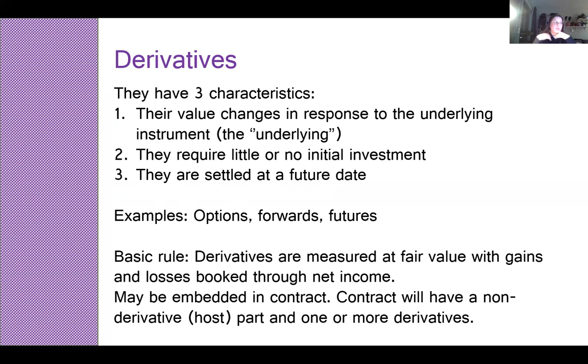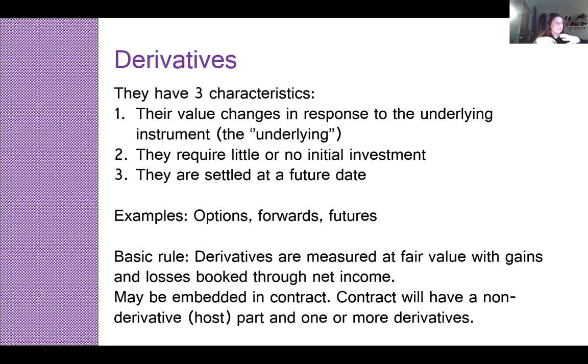So some examples: options, forwards, futures. And the basic rule is that they are measured at fair value through net income. So any gains or losses in the variation of the fair value are put into the net income.